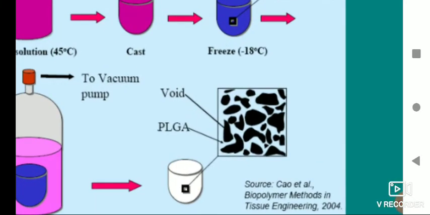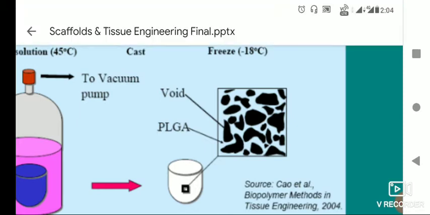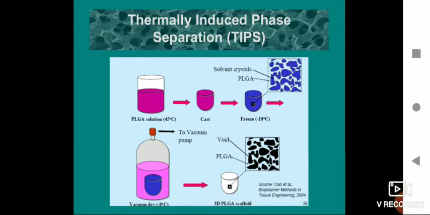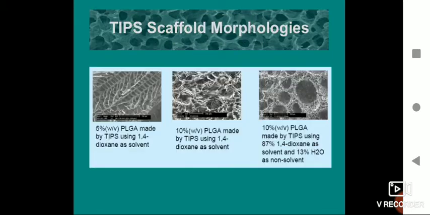So you can see we have prepared a scaffold of this particular shape, wherein the PLGA has formed the scaffold, and wherever the solvent crystals were present, now because of vacuum drying, they have been removed, leaving behind holes. So you can see now we have formed a scaffold which is porous in nature. As I have already told you, this does not help in formation of uniform pore size. So each pore is of a different dimension, but very small pores are formed because the crystal sizes were very small. So this method is called TIPS or thermally induced phase separation method.